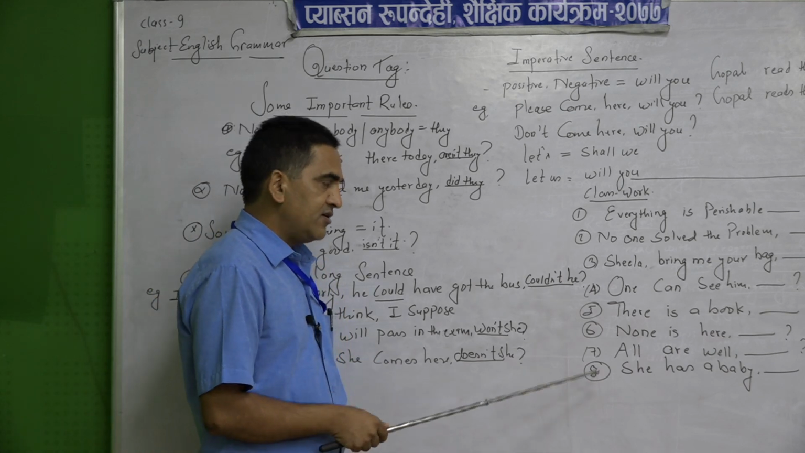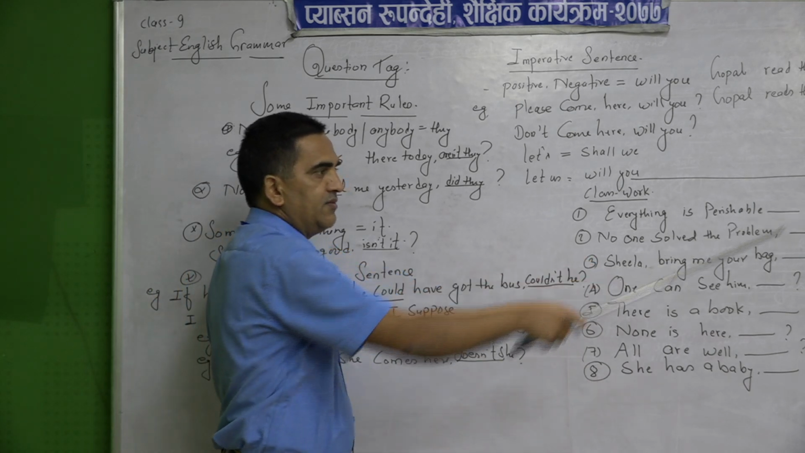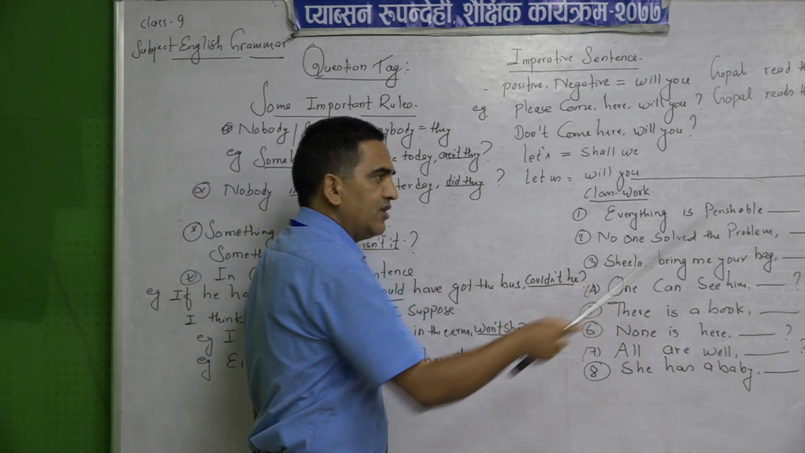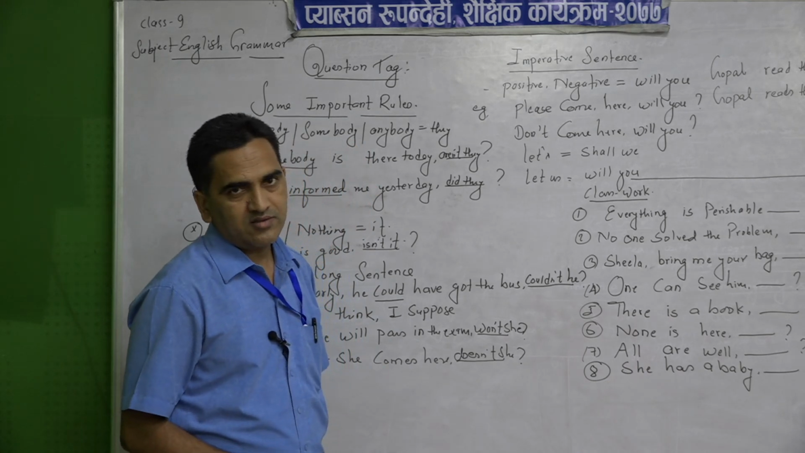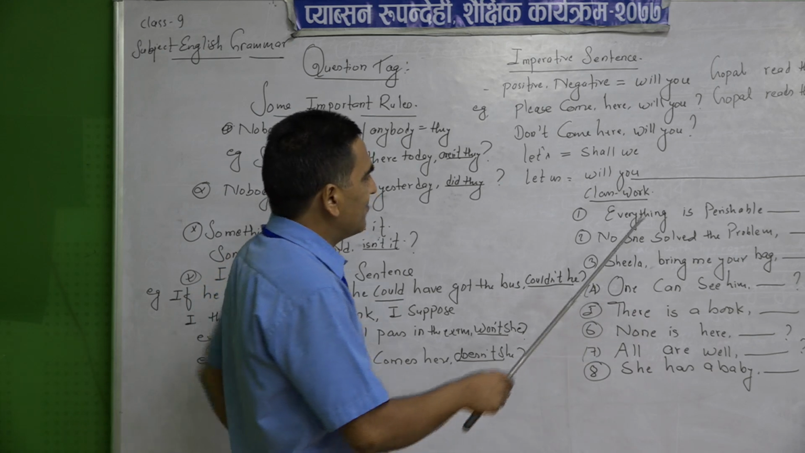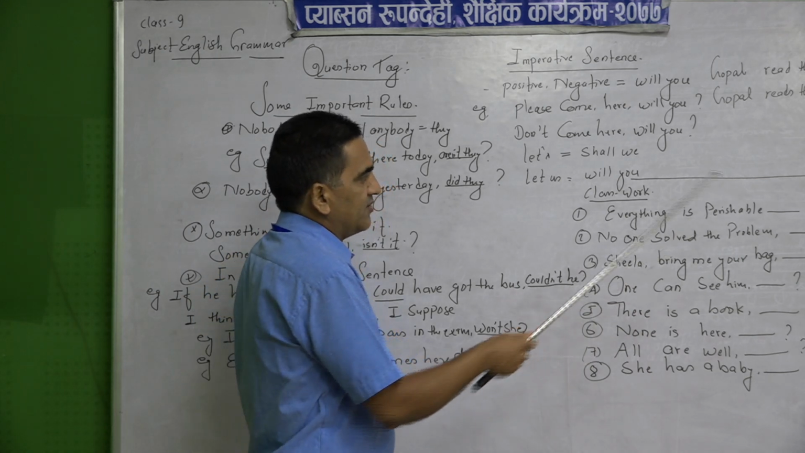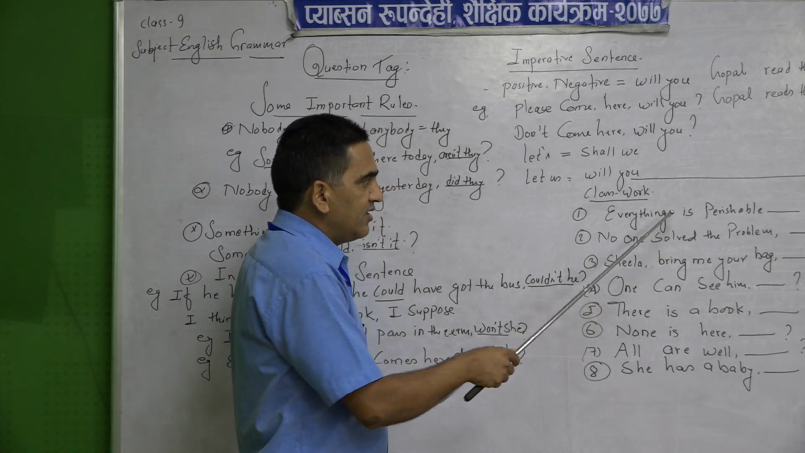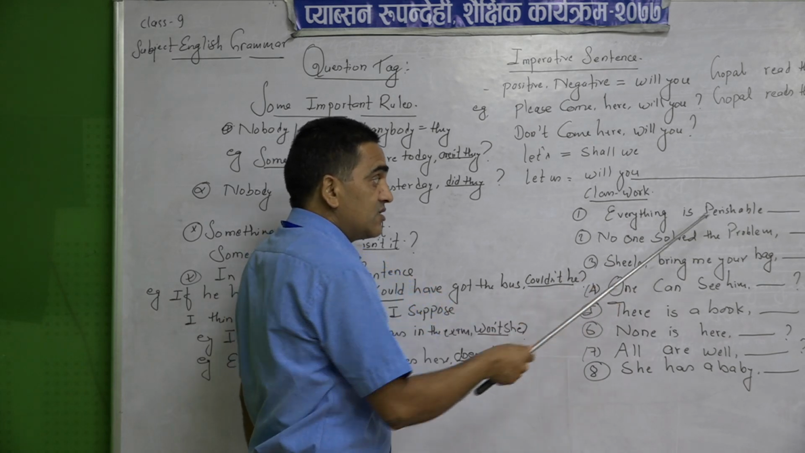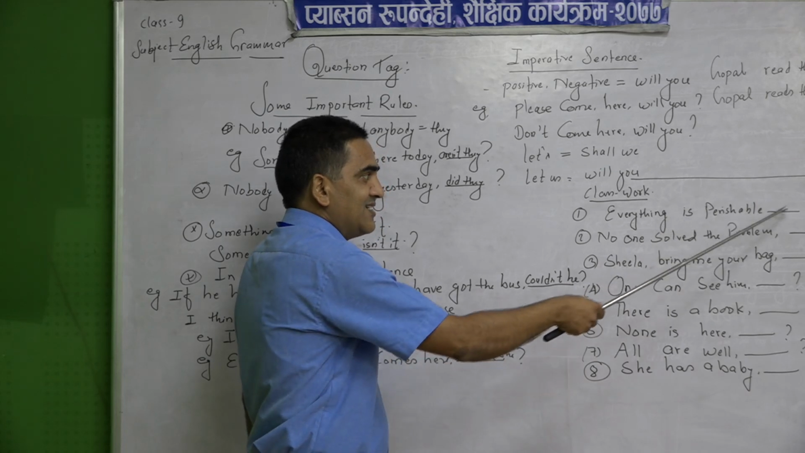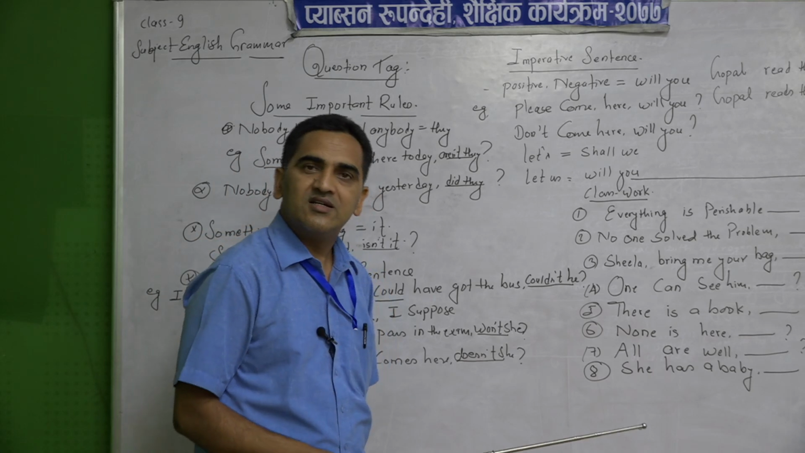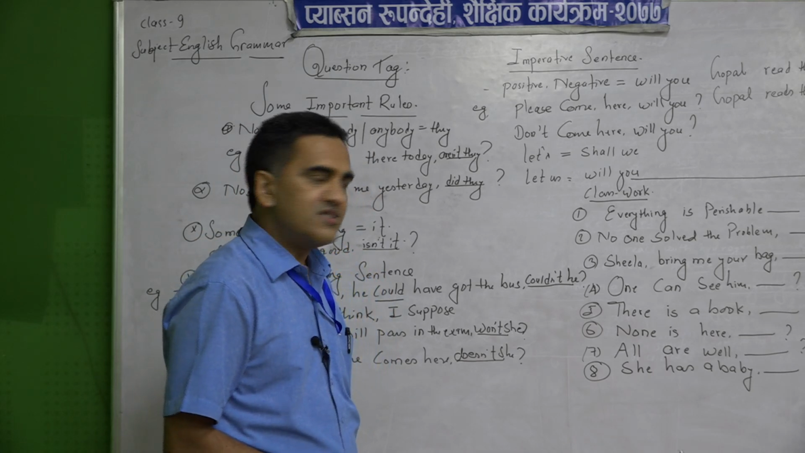Now you can write the answer in the given blanks. Yes, what is the answer? First, can you tell me? Everything is perishable. First you write the subject here. It is positive, so negative. Isn't it? First number is isn't it?